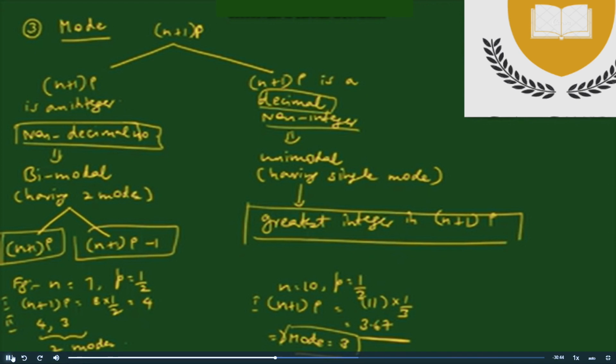Calculation of mode is a very important concept. For calculation of mode, you need to know the formula, which is (n plus 1) into p. The first critical formula we should remember is (n plus 1) into p. Then you can have two cases: this can be an integer, or a non-integer. If it is an integer, then you have two modes: one is the (n plus 1) into p value itself, and one is that value minus 1. If it is a non-integer, meaning a decimal, then it has only one mode. You have to take the greatest integer in (n plus 1) into p. That is the mode. Make a note of this quickly.